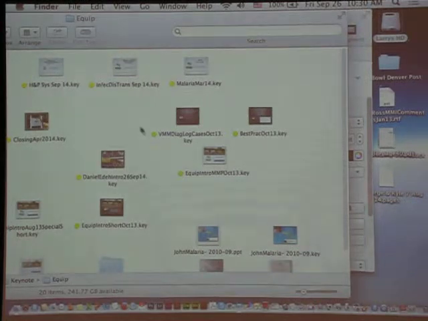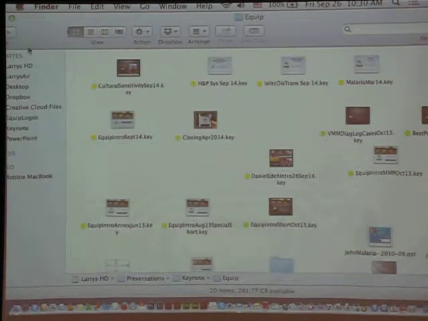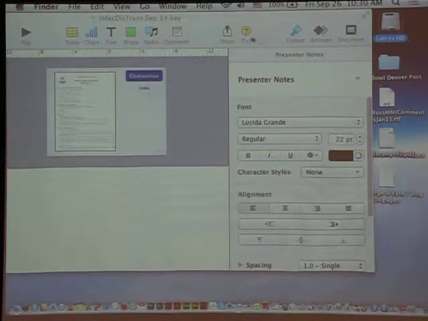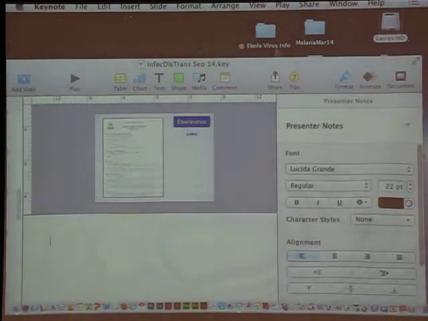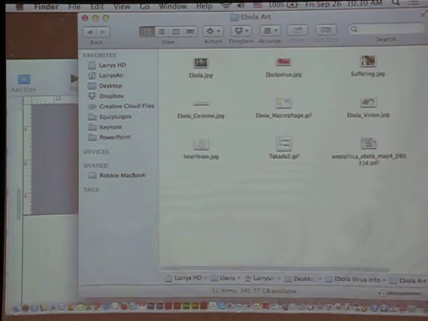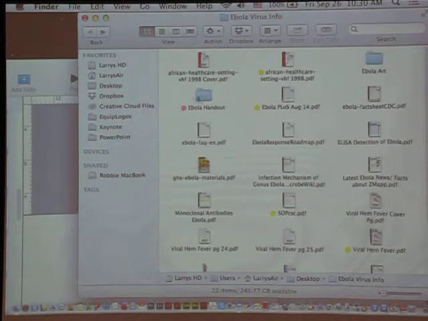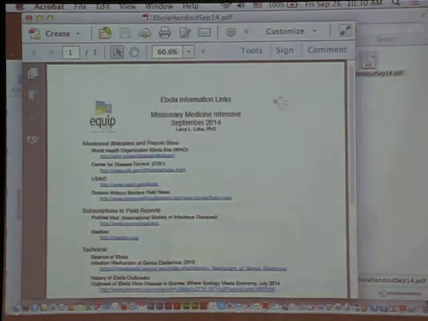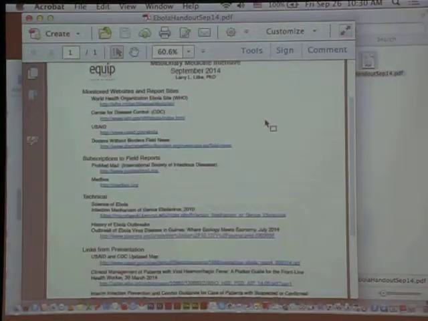My screen is smaller here when I use the projector, so bear with me a second. Get rid of some of this. Okay. Right now, this is what you have, and let me just walk you through a couple of these.